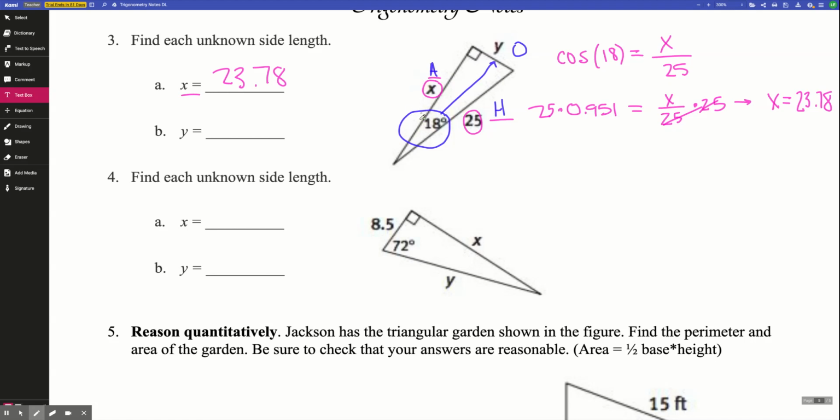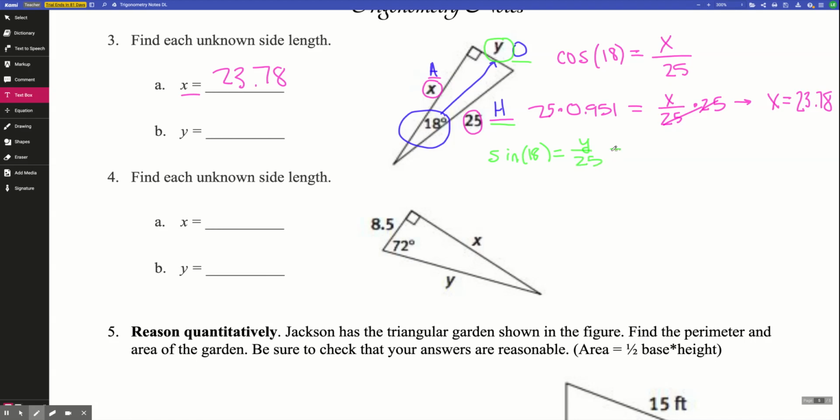I'm still dealing with 18 as my angle, okay? But this time, if I want to find y, then I should use O and H. I could use A, like I could use the adjacent side since I know what that number is, but that number has a decimal in it. It's just a little bit easier for me to deal with if I use the lovely whole number that they gave us in the problem. So I'm going to go ahead, since I have O and H here, I'm going to use sine. So I have sine, again, of 18 equals, and it's y over 25.